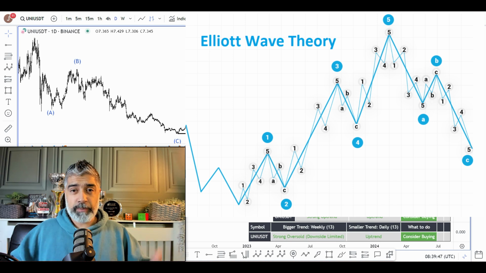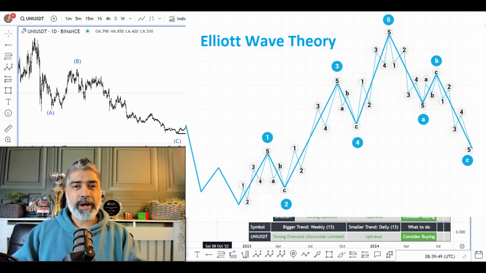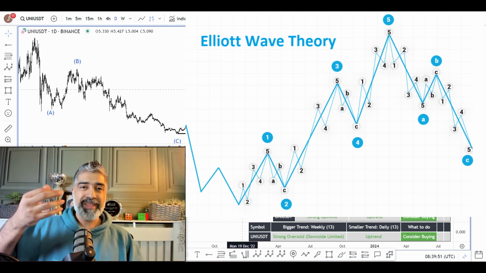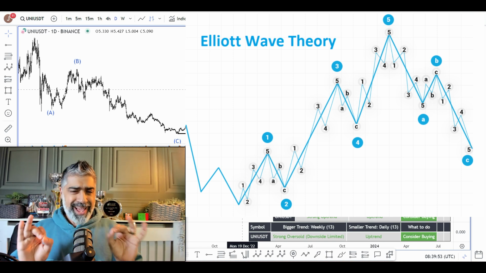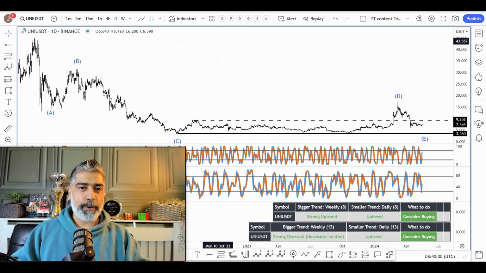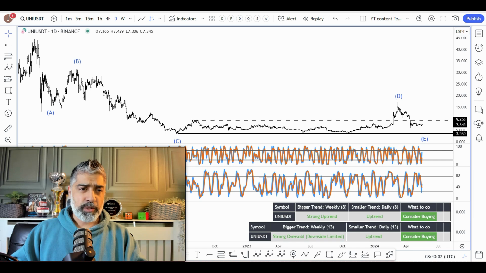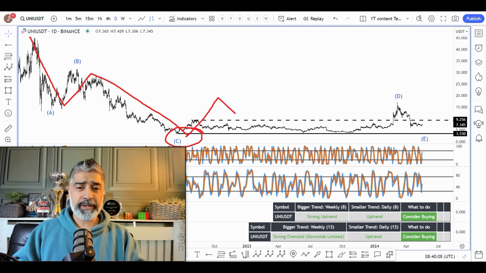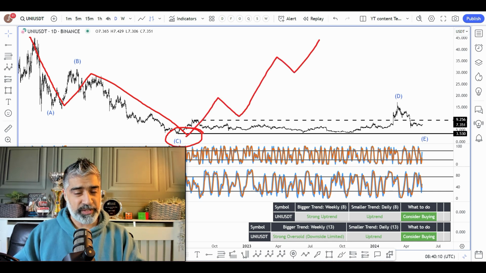So one of the things you want to be aware of with Elliott wave theory is that markets typically move in 5s and 3s. But what we have on our hands right now is the second most common type of correction. And there's a key thing that I want to bring to your attention with Uniswap. More often than not, a typical correction is an A, B, C structure. And after a correction is complete, you'll typically get a nice new 5-wave move to the upside.